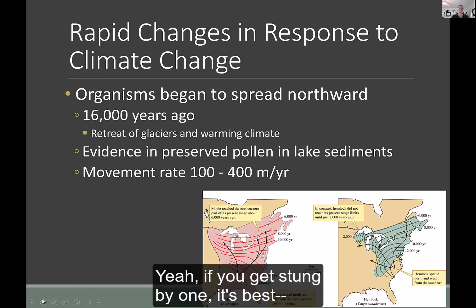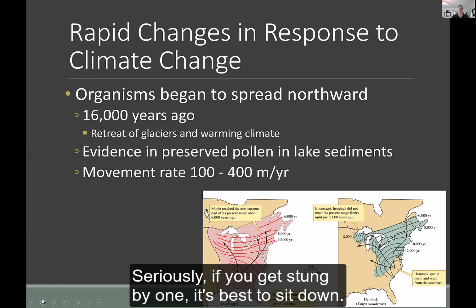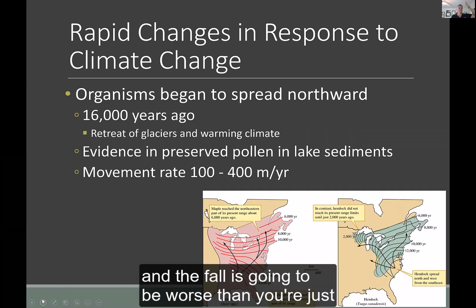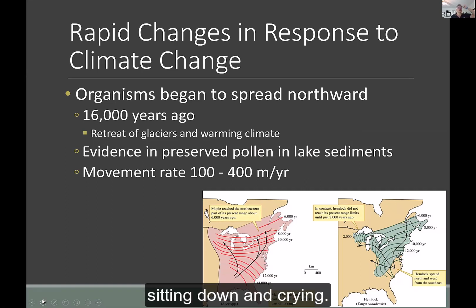Yeah. If you get stung by one, it's best to sit down because otherwise you will fall down, and the fall is probably going to be worse than you just sitting down and crying. So yes.